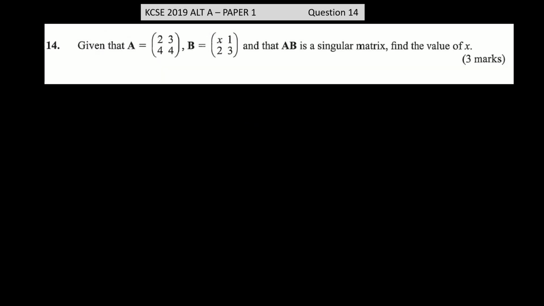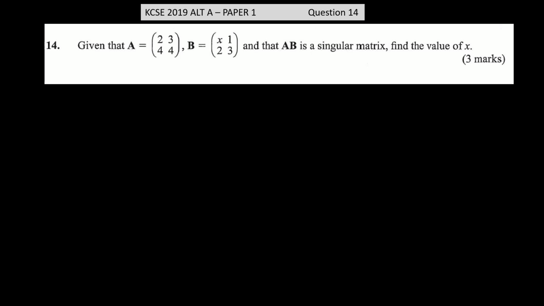This is question 14 of the KCSE 2019 Mathematics Alternative A Paper 1. The question states, given that A equals the matrix 2, 3, 4, 4, and B equals another matrix x, 1, 2, 3, and that AB is a singular matrix, find the value of x. The question carries 3 marks.